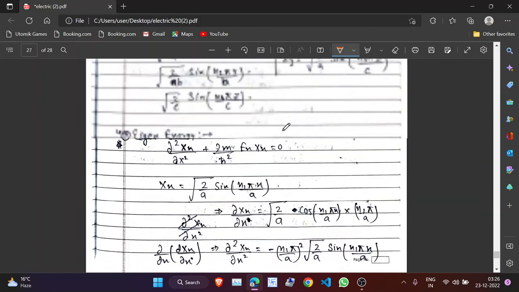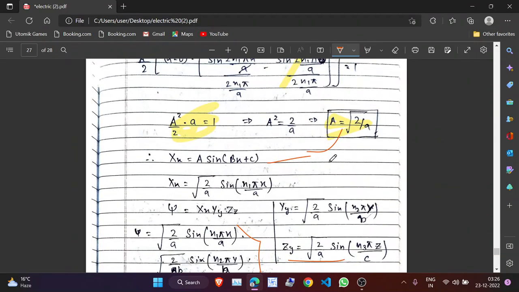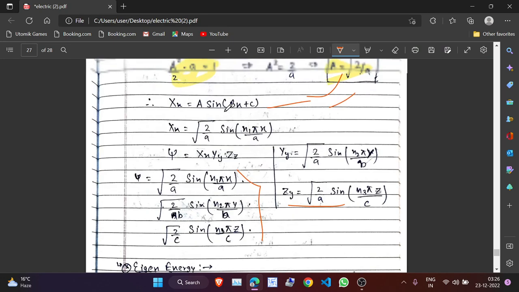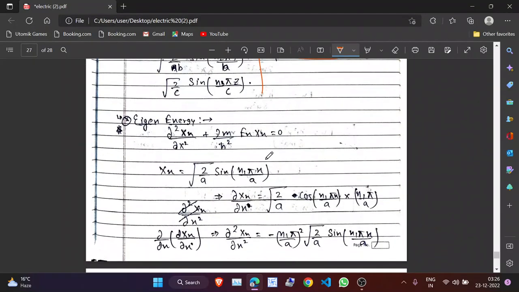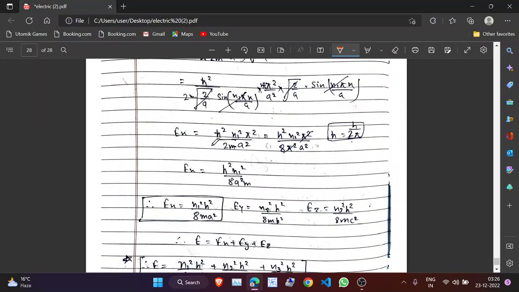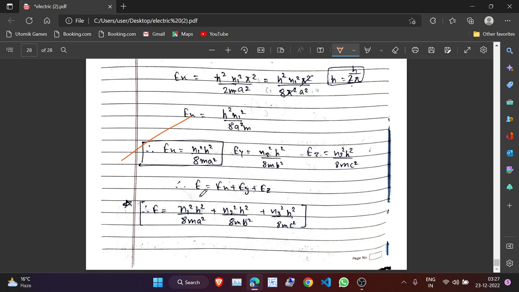Now let's accommodate all these three axes in one equation. Basically, what we have found in these three equations, let's accommodate in a single equation, derived from the free particle in a box. We get a final result that ex is equal to n1 square h square upon 8 ma square for x, and n2 square h square upon 8 mb square for y, and n3 square h square upon 8 mc square for z, where n is the number of order, and e is equal to ex plus ey plus ez. The whole equation can be represented as this.